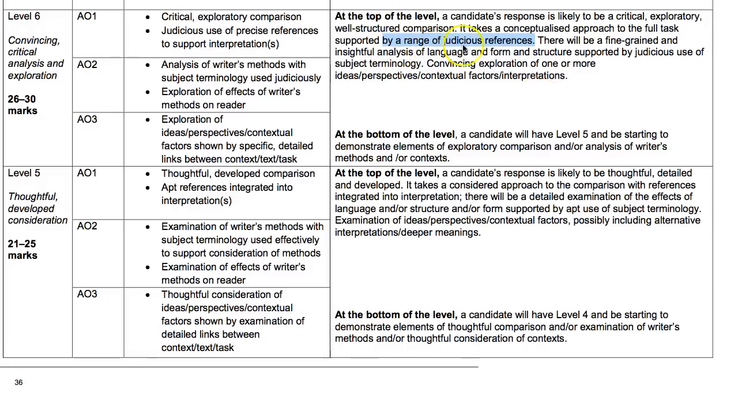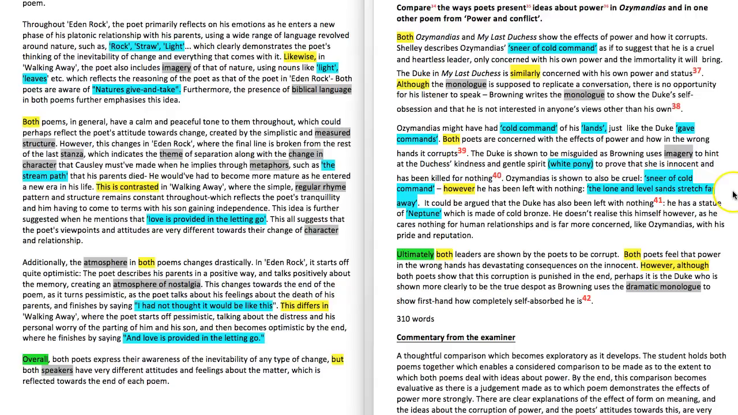Okay, the next thing we want to focus on is this idea of judicious references, and nobody explains what judicious means. It means well chosen. Oh, fine. Well, how do you know your quotation is well chosen? Well, there's actually a really easy shorthand that examiners use. And that shorthand is this. Do you have lots of short quotations that fit into your sentence?